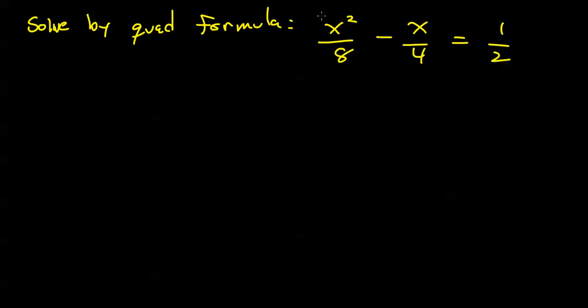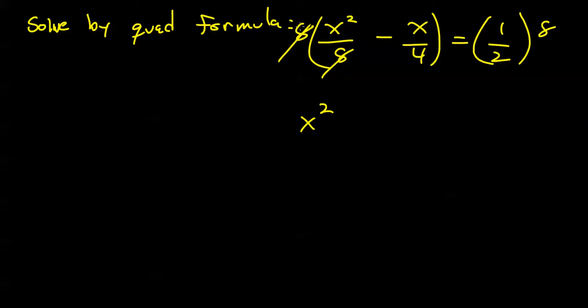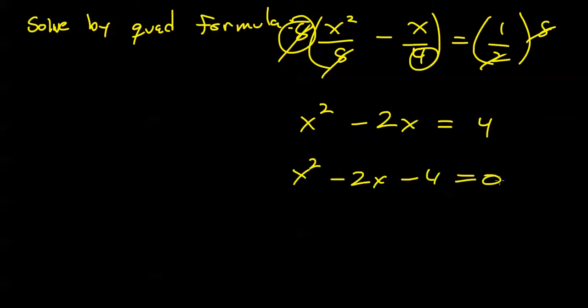I want to multiply both sides by 8 to get rid of those fractions first. You'll have an equivalent solution set. So you end up with x squared, 4 goes in 8 twice, minus 2x in my second slot, and over here on the right hand side 2 goes into 8 4 times, 4. So getting it in standard form, I have x squared minus 2x minus 4 equals 0.